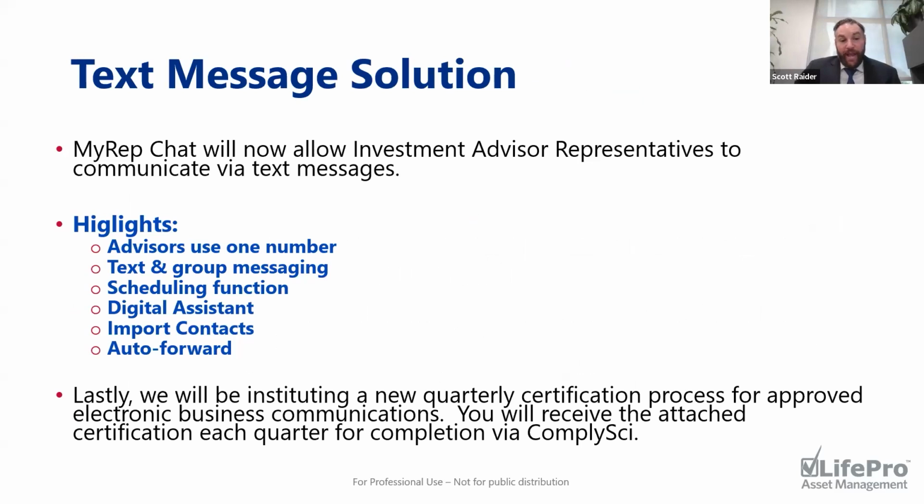Usually you want to use a landline. If you have an office line, it'll come from your office line, and clients can text that office line back. It's going to go right to that app, so you'll be able to read everything in there, but you only need one number. You have text and group chatting. It has a scheduling function and a digital assistant, so you can actually use your CRM and lock it in there.